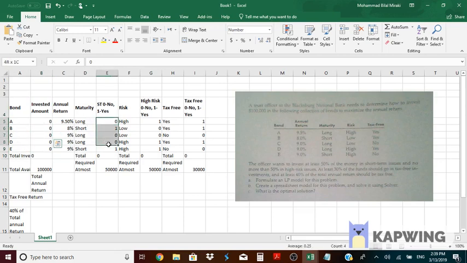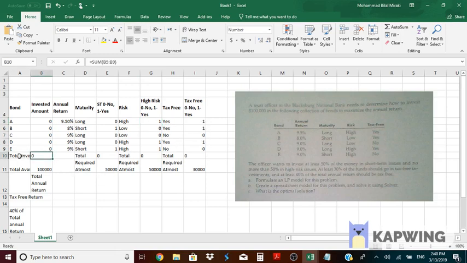And here I have this 0 and 1 for long term. For example, if the bond is long term, I put 0. If it's short term, I put 1. Similarly, if it's high risk, 1. If it's low risk, it's 0. It's just to let the software know that this is high, this is low, since the software can't read the text that we have here. And similarly, if it's tax free, we put yes, 1. If it's not, we put 0.